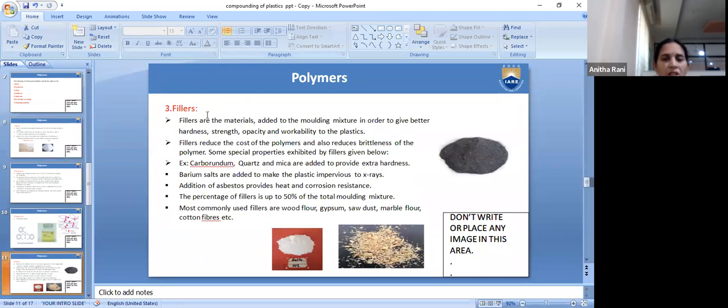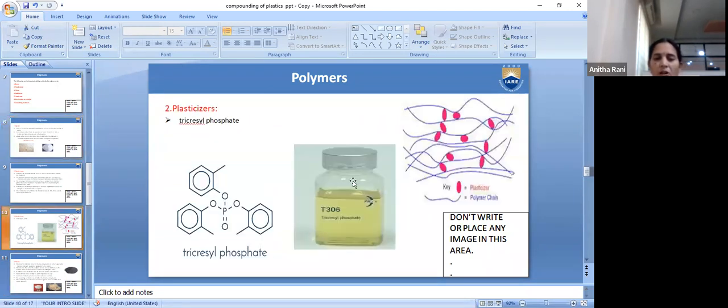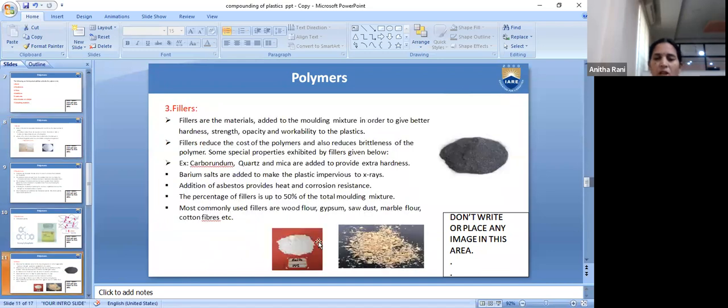And the next one is fillers. Fillers are materials. I gave here barium sulfate, carborundum (silicon carbide), and wood flour. These are some examples of fillers, which we add to the polymer resin. For example, you take one container. First you take a polymer resin, for example polyvinyl chloride. Then you add tricresyl phosphate. After that you add carborundum, silicon carbide, wood flour, or barium sulfate. Now the third one we are adding.